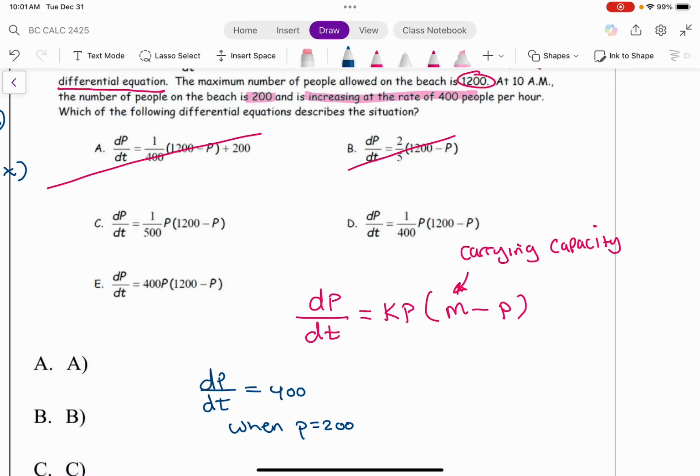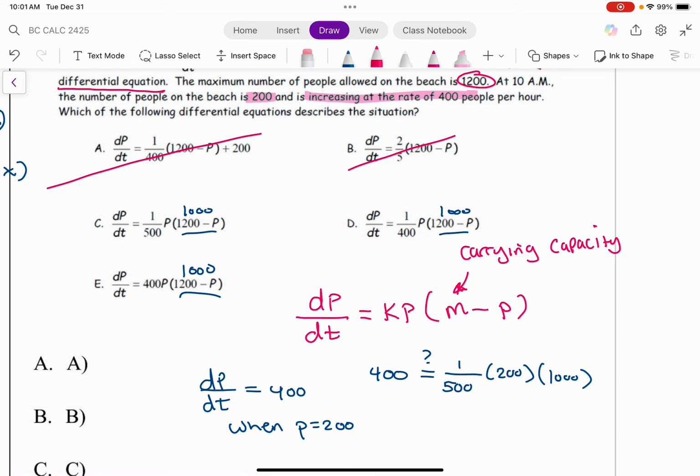So we'll start with C. So dp/dt would be 400. We're just testing here. Again, if your arithmetic's good, you can do this quickly. This would be 1 over 500, and then our p is 200, and then m minus p, or 1,200 minus p, is 1,000. Actually, that's going to be true for all of these. So if it's not C, we might as well just put 1,000 in that spot. Save us a step.